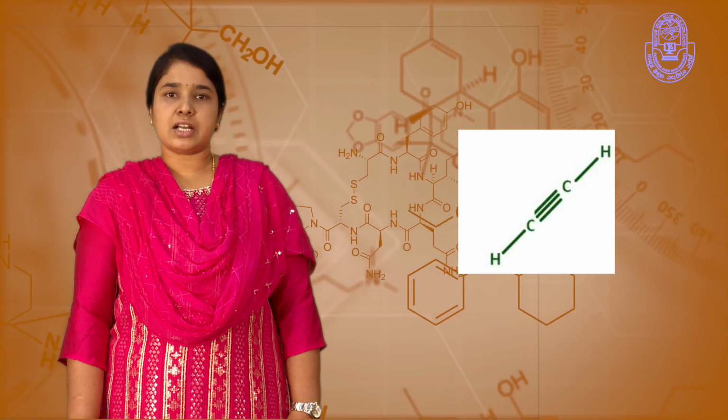Next, let us see the definition of unsaturated compounds. These are the compounds which contain one or more C-C multiple bonds in their structure. Multiple bond means it may be a double bond or it may be a triple bond. Examples of unsaturated compounds are ethene, acetylene, propyne, etc. These are some of the examples of unsaturated compounds.